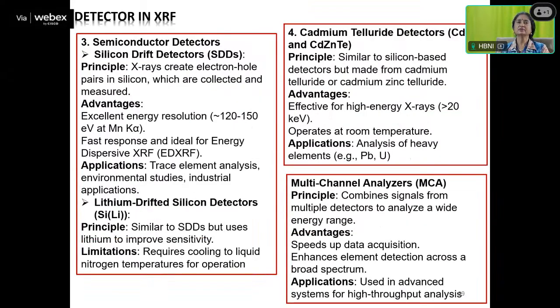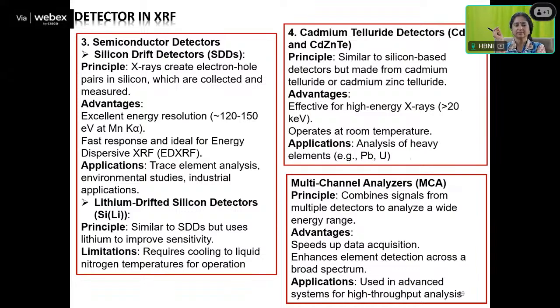Then come semiconductor detectors, which are widely used in EDXRF. So this is the silicon drift detector, SDD. The X-ray creates electron-hole pairs in silicon, which are collected and measured. Advantages are excellent energy resolution, around 120 to 150 electron volts at the manganese K alpha line, and fast response, ideal for energy dispersive XRF. Applications are trace element analysis, environmental studies and industrial applications.